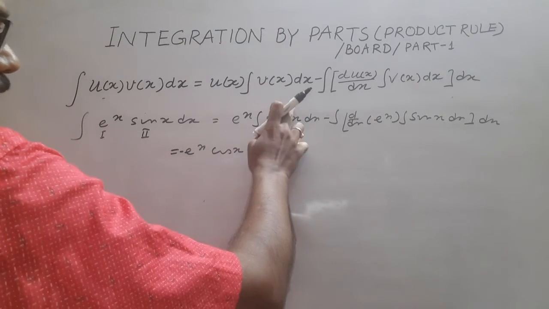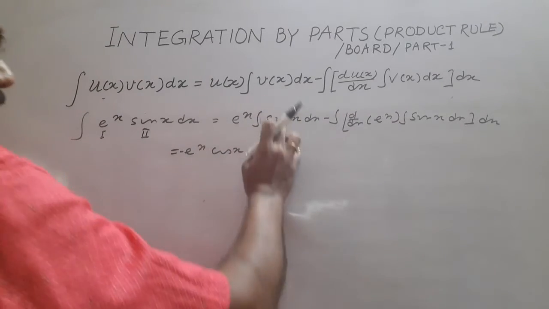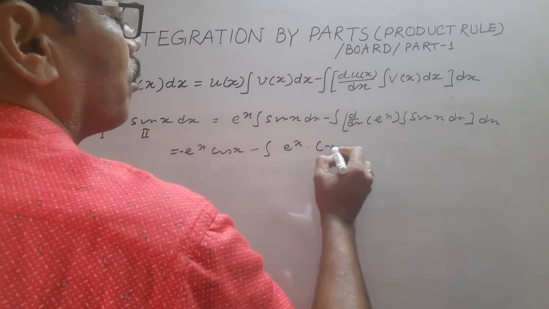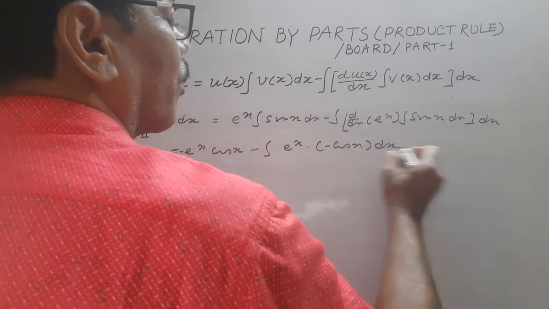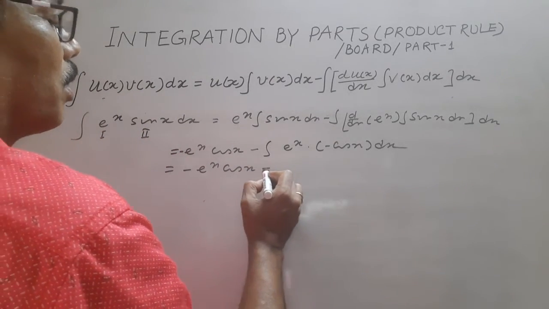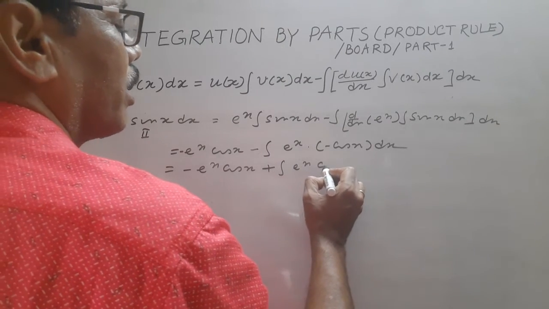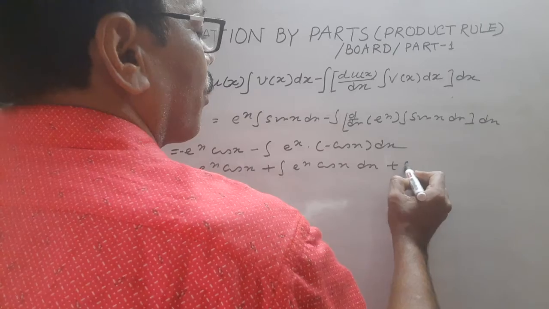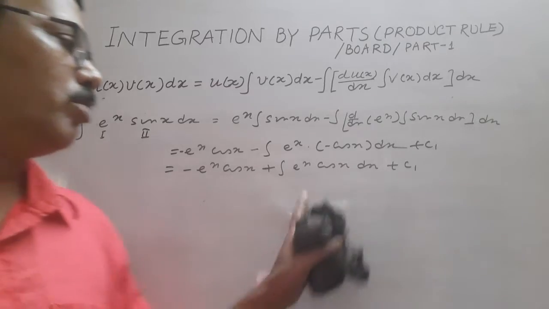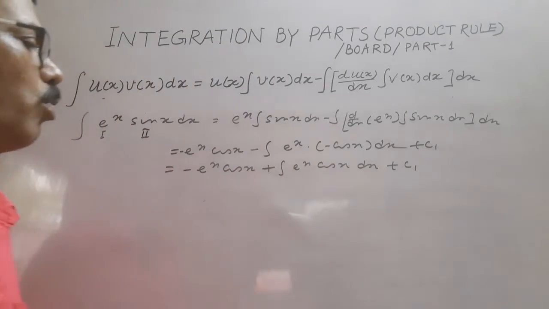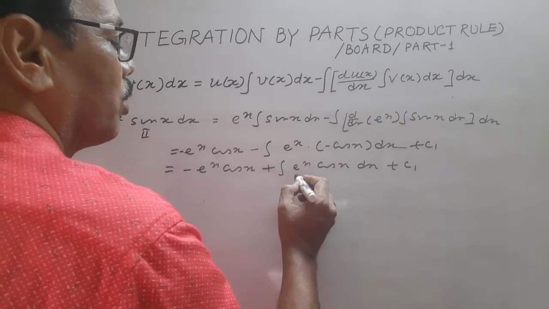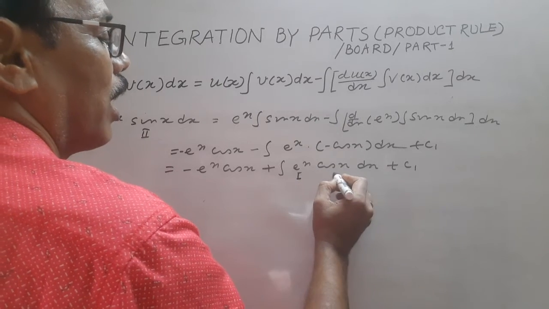Derivative of e to the power x is e to the power x, and integration of sin x is minus cos x. So e to the power x times minus cos x dx. So we are getting minus e to the power x cos x plus integral of e to the power x cos x dx plus c1. Here also c1. Now it is again in product form, so repeated integration we have to continue. So this has 1 and this has 2.